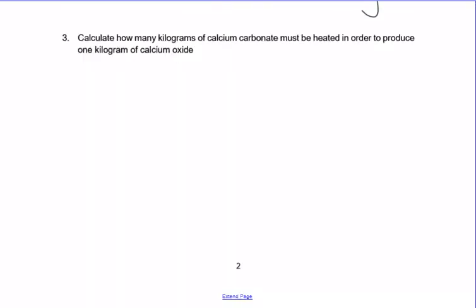So why don't you try this question? You will need to try and come up with the balanced equation, although we have already done something very similar in our first example. So there is an equation there that will give you an idea.